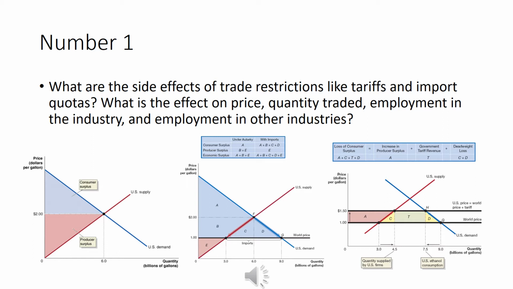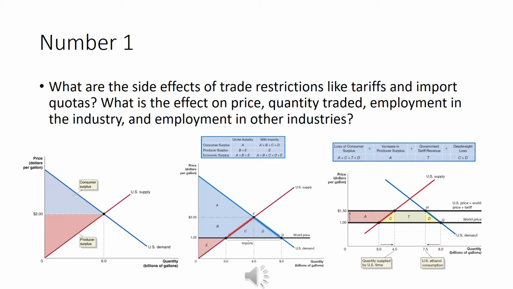So we have three figures below that basically show what's happening in this market when we have tariffs and import duties. Let's first look at the market. The bottom left is the U.S. market for some good when the U.S. is in autarky, meaning that there's no trade going on with the outside world. In this case, the equilibrium price is going to be $2, and the equilibrium quantity is going to be 6 billion gallons of this good. And we have the producer and the consumer surplus labeled there. And again, this is the U.S. supply and the U.S. demand. So we're only looking at the United States in this case.